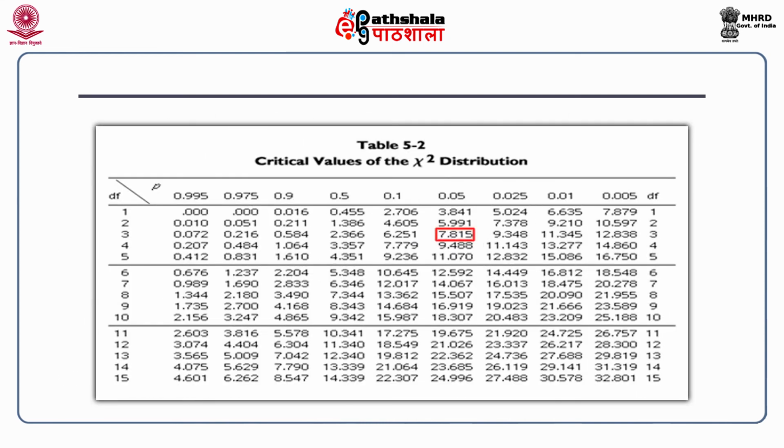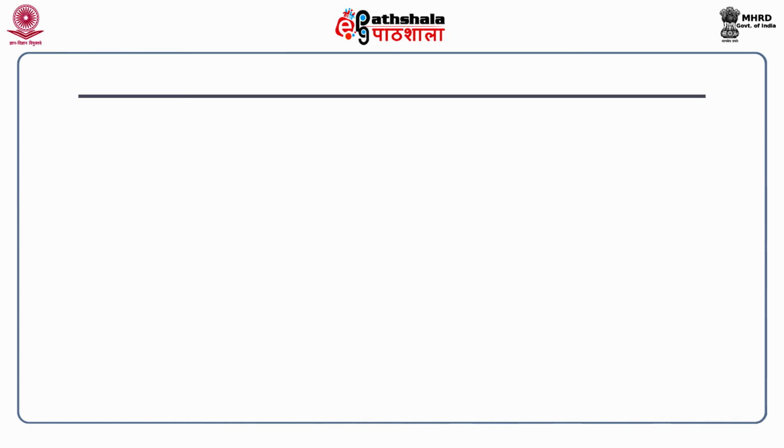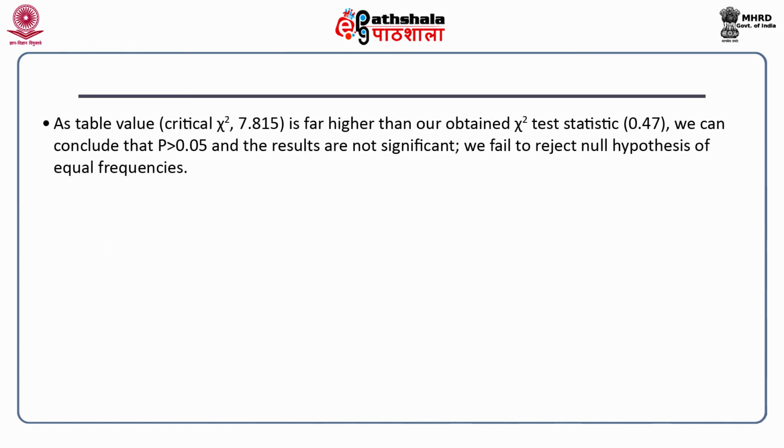You look up the degree of freedom 3 corresponding to our significance level 0.05, and our critical value of chi-square is 7.815, which is way higher than our observed value. As the table value of chi-square, 7.815, is far higher than our obtained chi-square test statistic, 0.47, we can conclude that p is higher than 0.05 and the results are not significant, as whenever you get a very high p-value, it is not really significant. And we fail to reject the null hypothesis of equal frequencies.